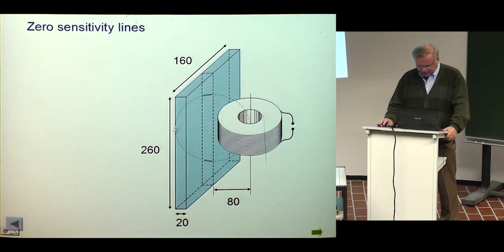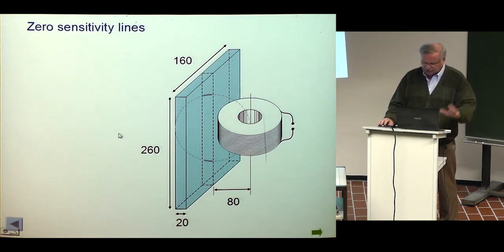And when having it in this form, there are two zero sensitivity lines, because the lead field current flows here in the one direction and around the other line in opposite direction. That's how it behaves.